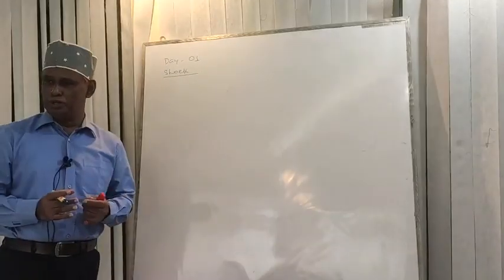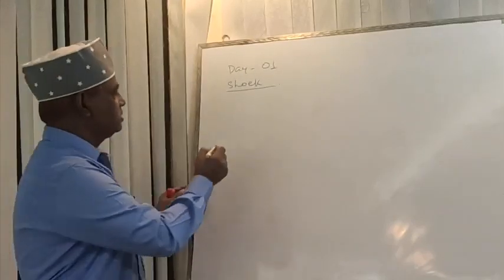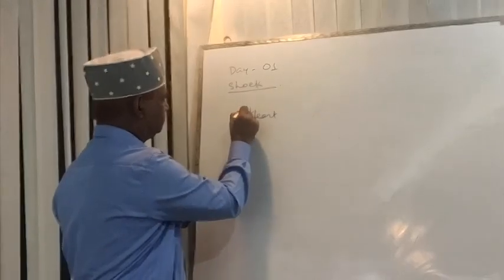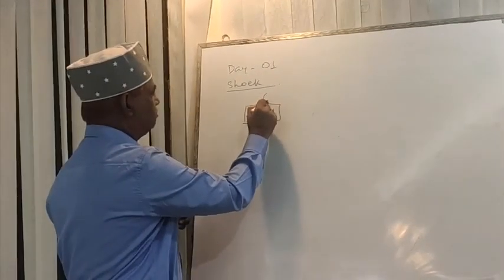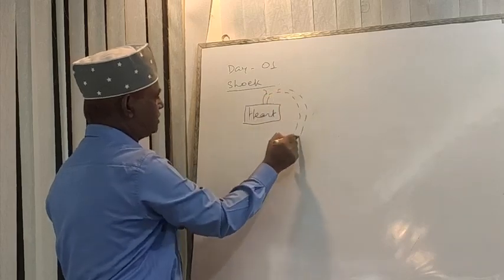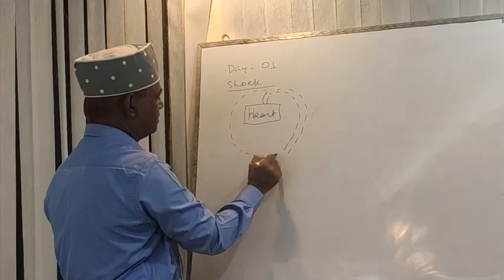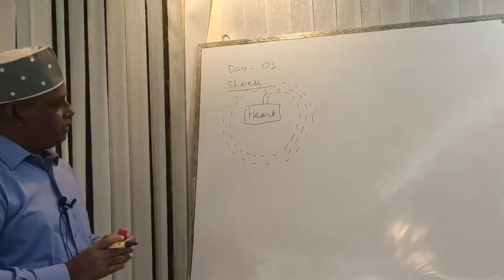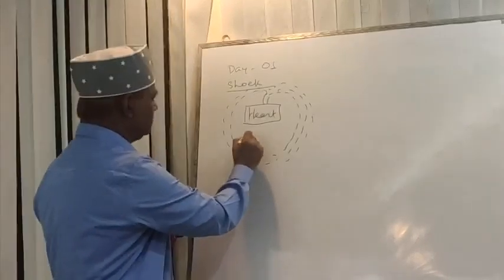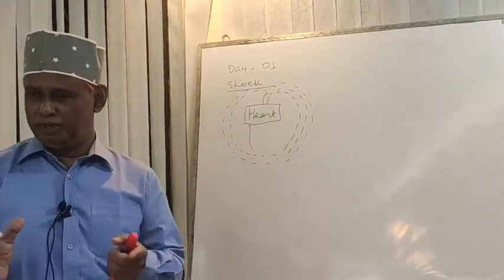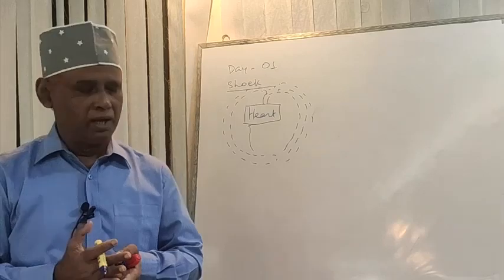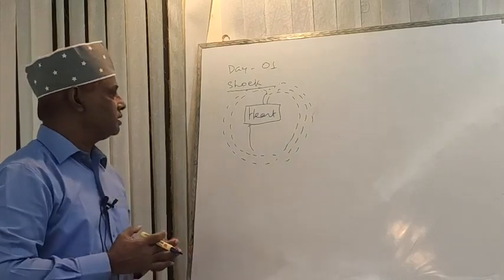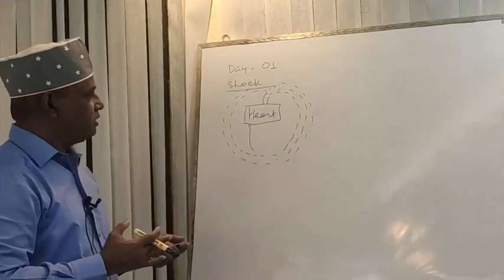Before going to discuss shock, we want to recapitulate. Suppose this is the heart. From the heart, blood comes out, and this oxygenated blood supplies throughout the body. Later, the blood again comes to the right atrium, then the right ventricle, then it goes to the lungs. When it is purified, it comes again into the heart. This is the cardiovascular system, and this is the circulation of blood.